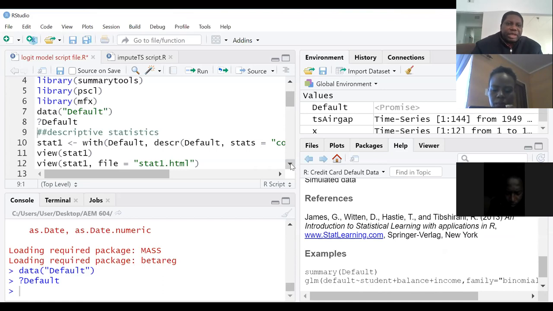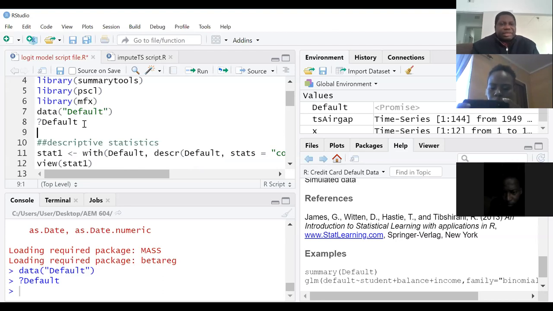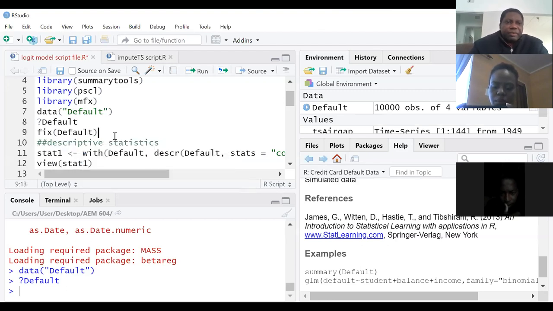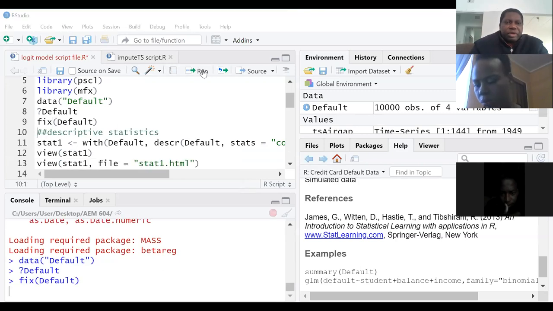Now we want to look at the descriptive statistics. Let's say you want to look at the data set itself, the way it looks like. You can say View, so that you are not just working with what you don't know. Default. Run. So this is the data set. Can we see the data sets very well? Yes, still on.